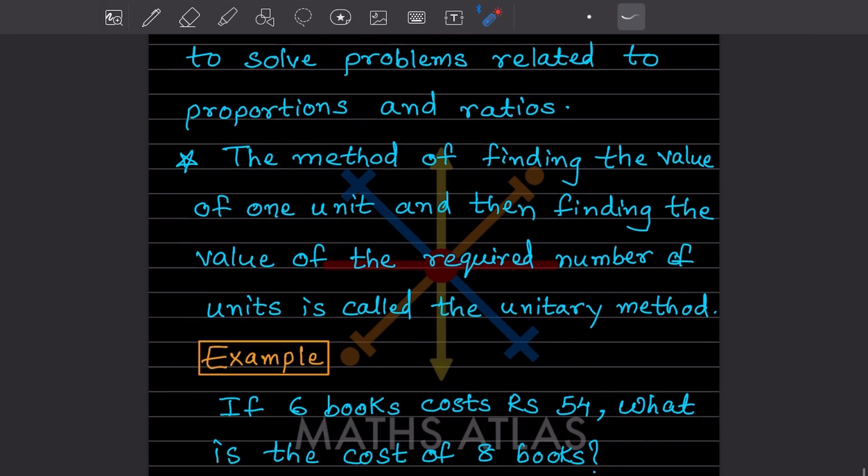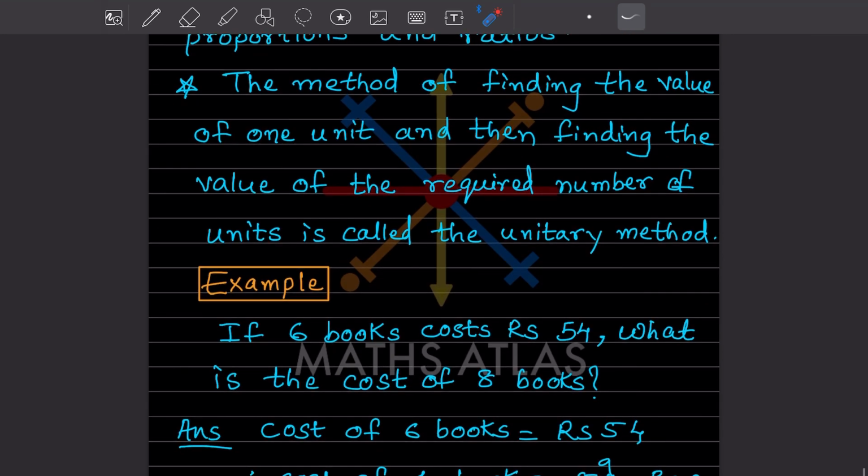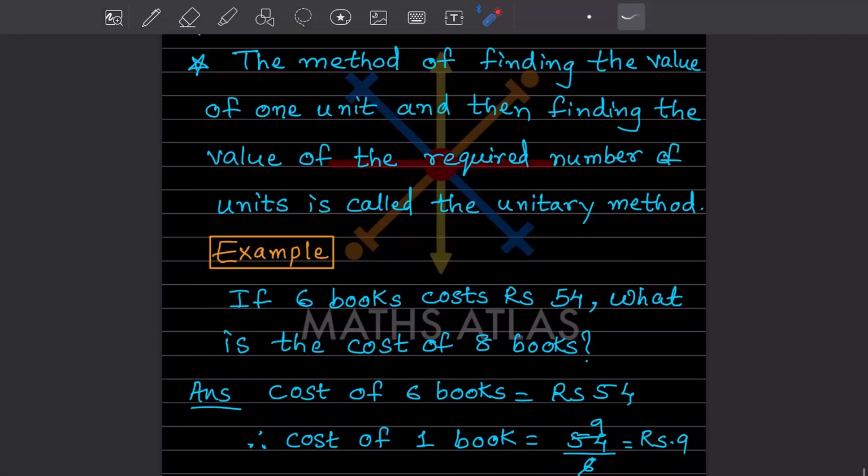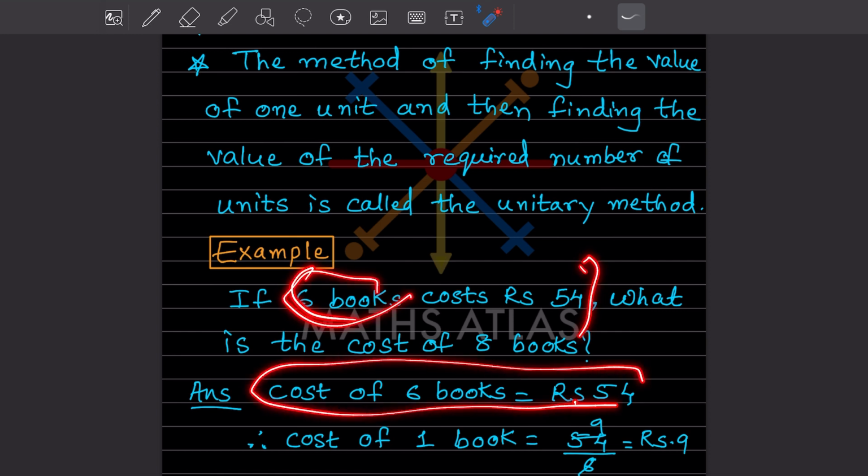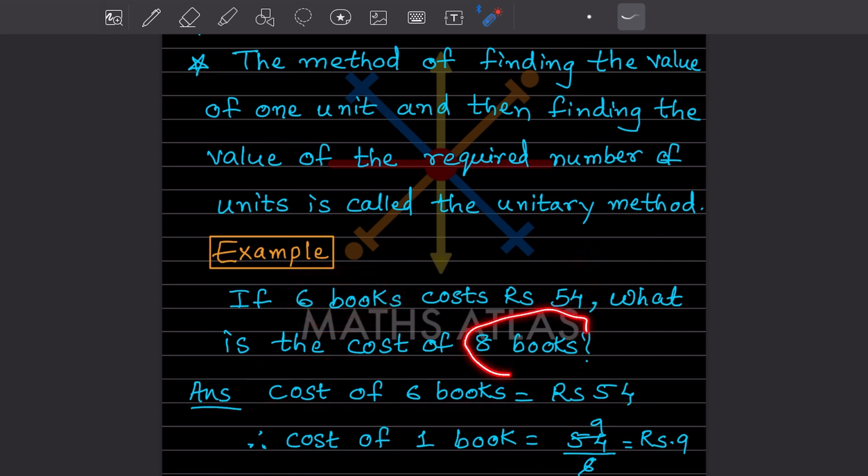Now let us see, I'll show you what it is. See here, the example has been given, that if 6 books cost 54 rupees, what is the cost of 8 books? In this one, what are we going to do? First you have to find the value of 1 unit. Now, 6 books is 54. Directly, we are not going to jump over to 8 books. First, we'll see what is the cost of 1 book.